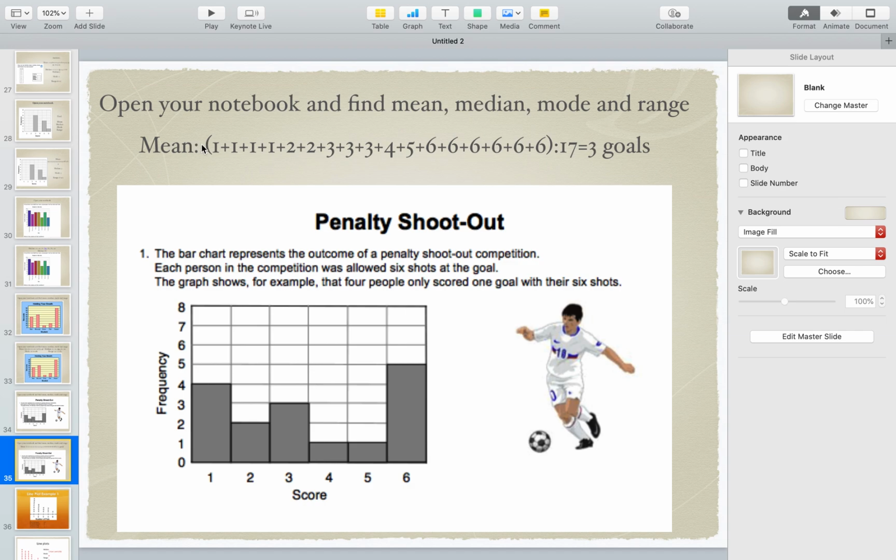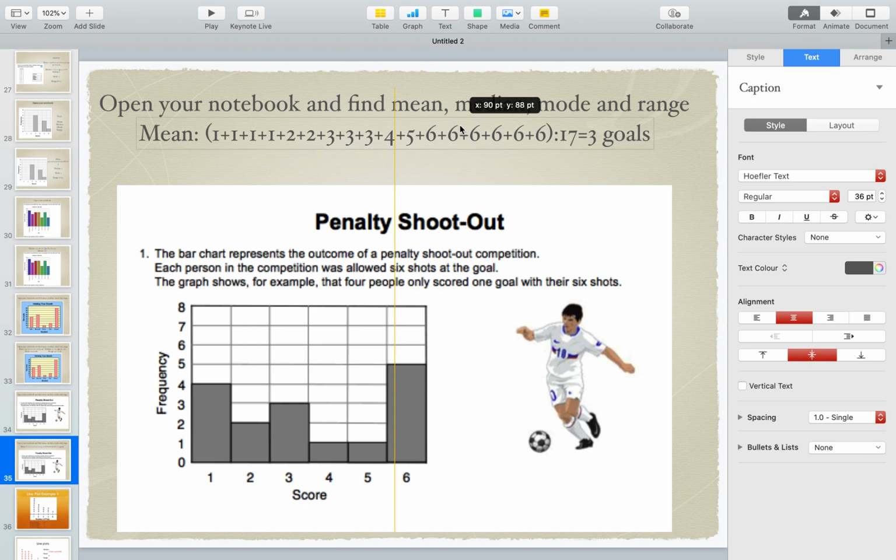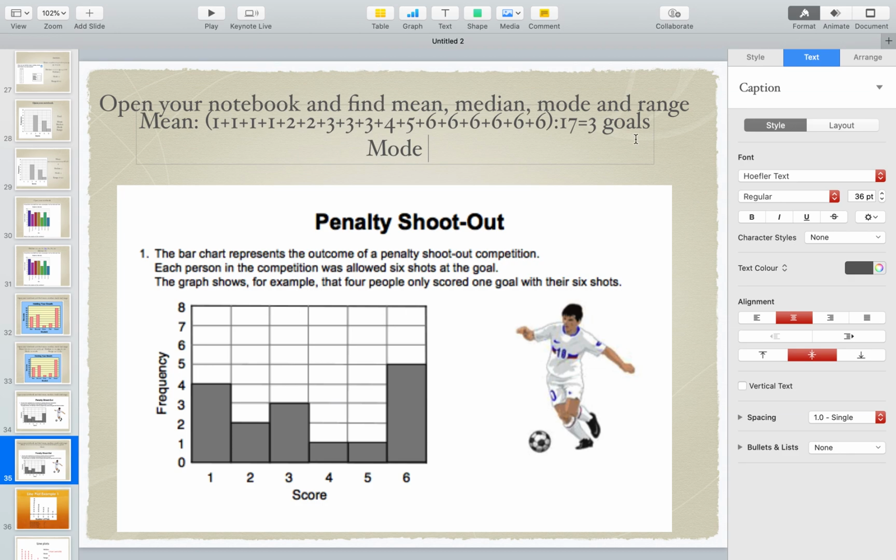So mean, what we do is we add, okay? So we add all the scores. So we have 4 1s, 2 2s, 3 3s, 1 4, 1 5, and 5 6. Okay, divided by 17, and we get 3 goals. So the average would be 3 goals. Now the next thing we can do is mode. Okay, so mode would be the number that repeats the most. So it's 6.